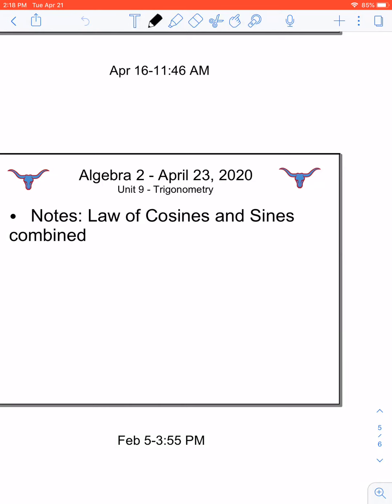What we're going to do today is solve the last way of using law of cosines. It's when you're given all three sides of a triangle and you have to find the angle. We're going to talk about that.